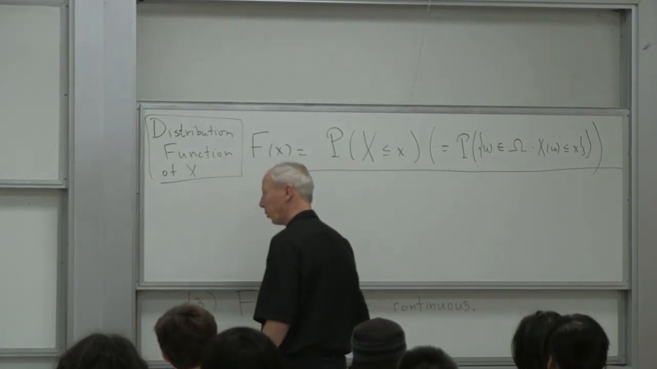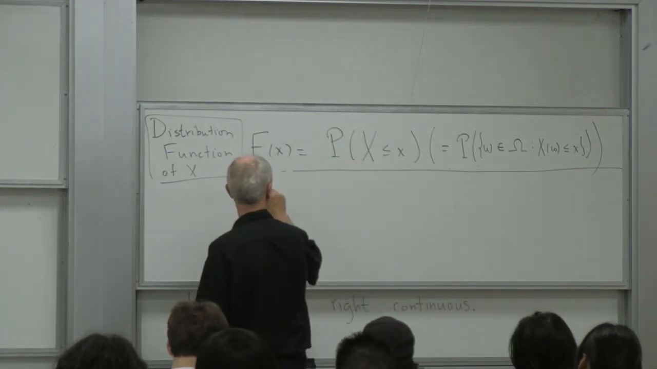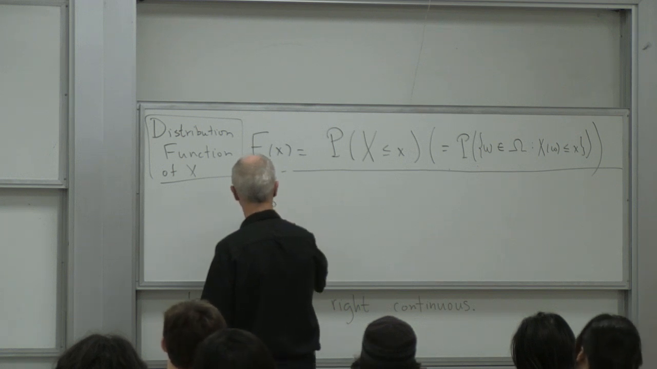The next most basic one is the binomial random variable.